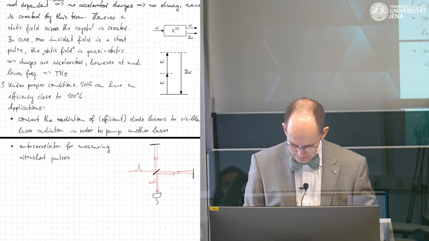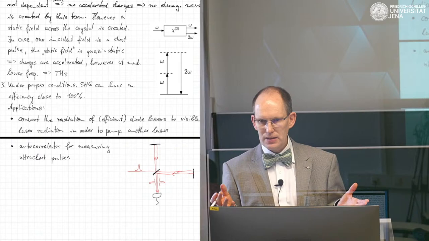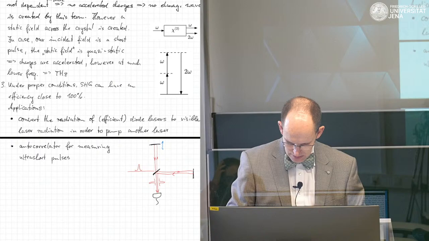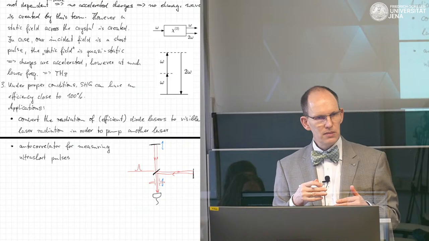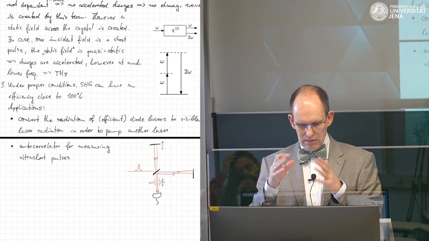And they would produce, at the position of the detector, an interference pattern. Yeah? And now if you move one of these mirrors, then you can shift one of these pulses back and forth. And if they don't overlap any longer, then there's of course no interference. Right? And you could think that this is sufficient, without any nonlinear optics, in order to measure a pulse.